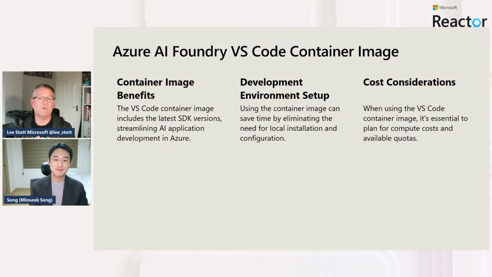And then the final one is really around the cost consideration. So when using Visual Studio images, it's really essential to plan for any compute cost quotas. So you might find some images require GPU and you don't have a GPU machine, and you'll have to utilize a VM or a container image to host that GPU-based service. So again, there will be additional costs that you need to think about in terms of the technologies and resources that you provide.